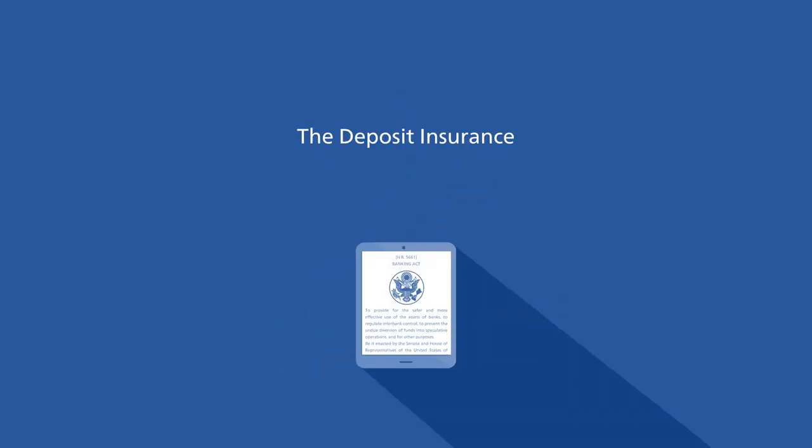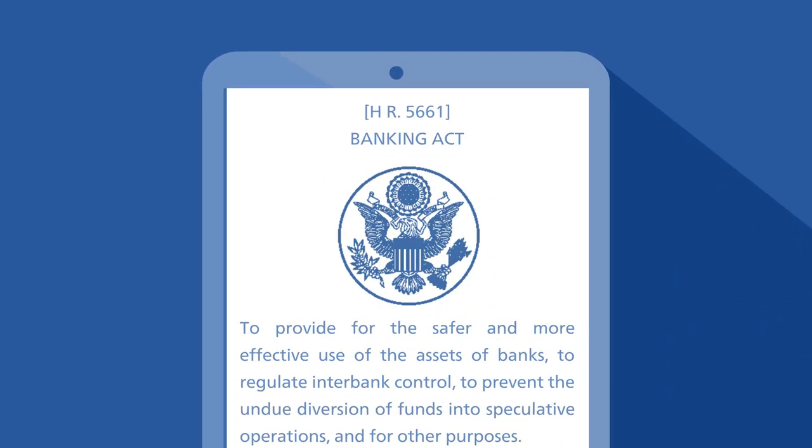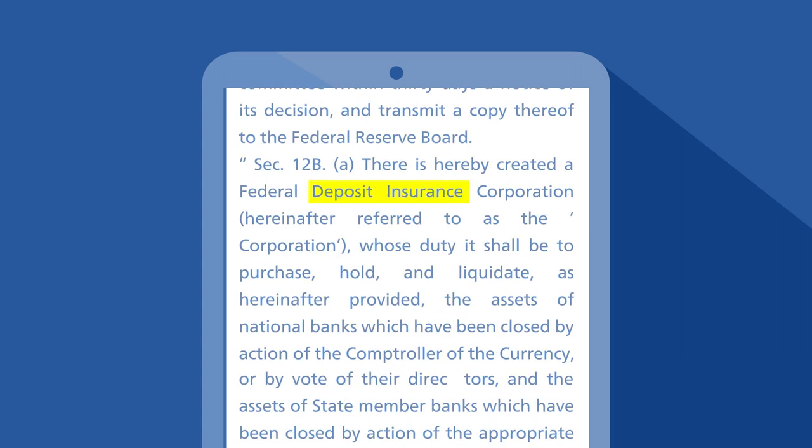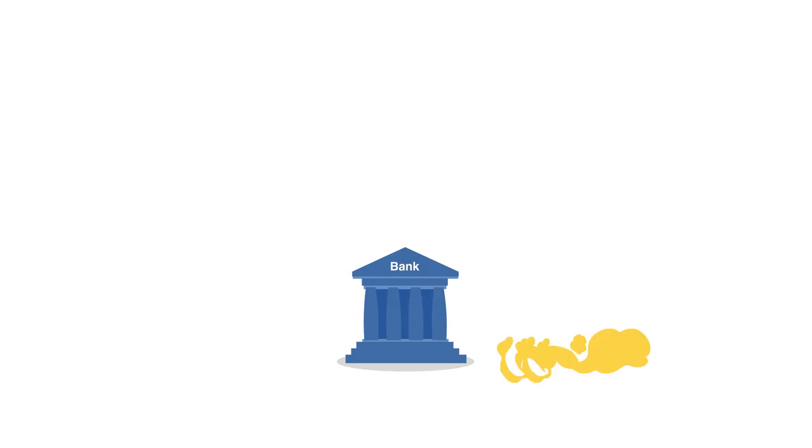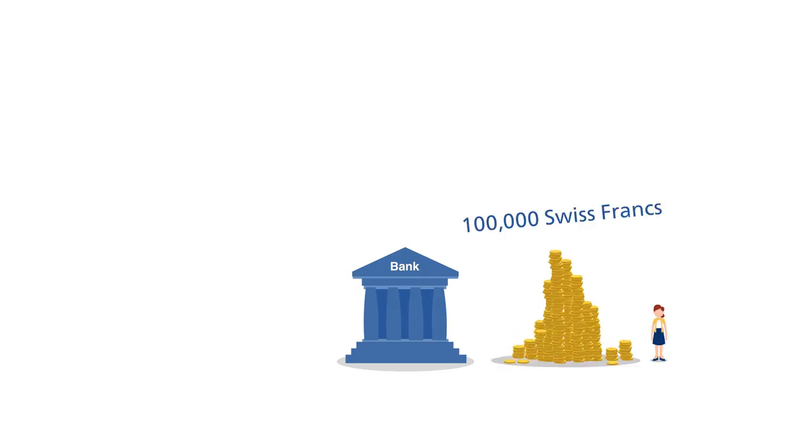Thereafter, an economic solution was found for this problem. It is called the deposit insurance. A deposit insurance protects bank customer deposits from losses in the event of a crisis. In Switzerland, for instance, a customer's first 100,000 francs deposited at a bank are insured.